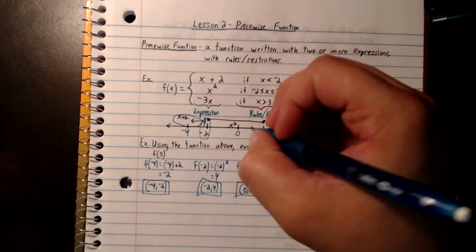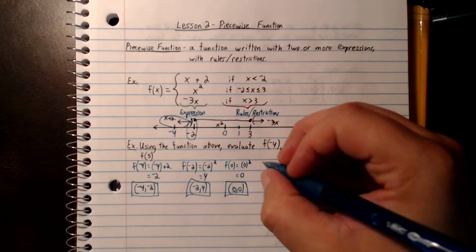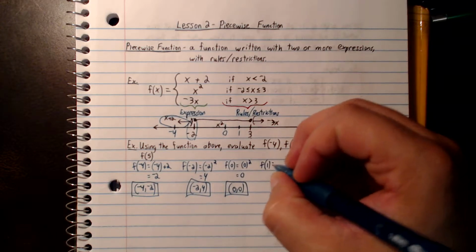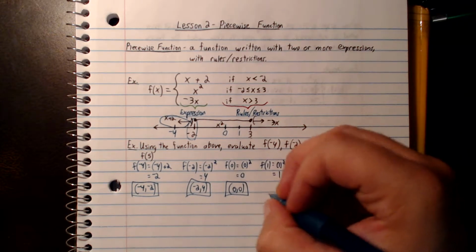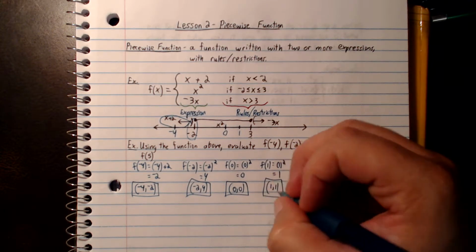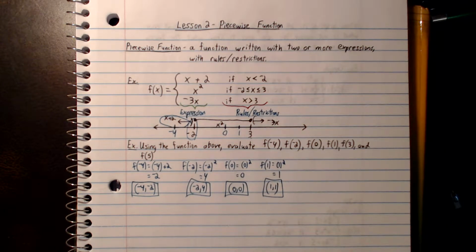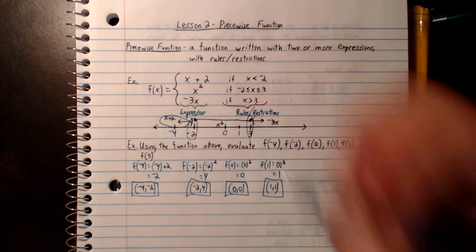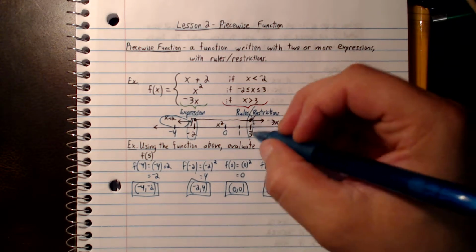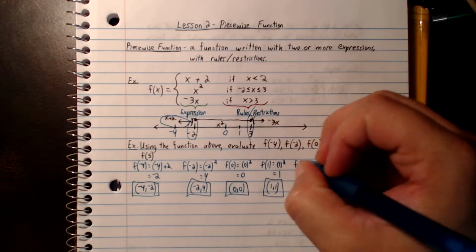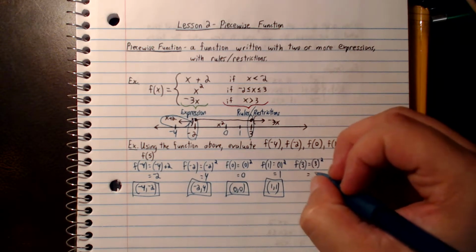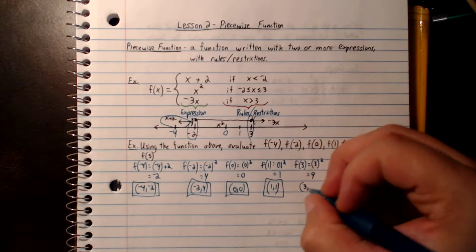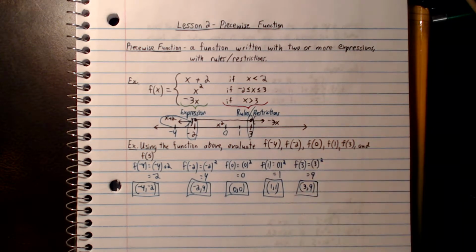1 is right here, so it's still in the x squared. 1 squared is 1. So we get 1, 1. 3, again, 3 lines up in the x squared function. 3 squared is 9. So we get 3, 9.